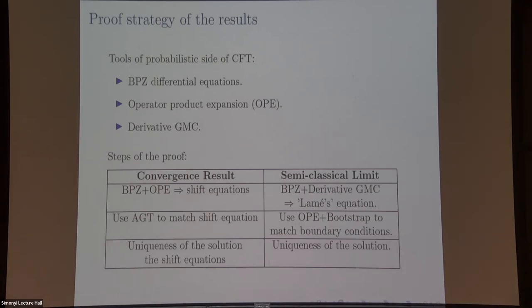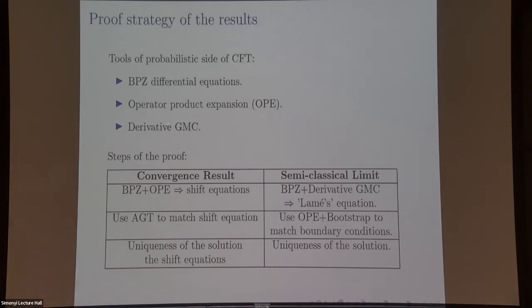Okay, so now I'll mention some of the proof strategies and discuss these tools which were crucial for our proof. On the probabilistic side, there are three major tools that we have used. The first one is the BPZ differential equation. This makes the connection with the Painlevé equation, and that brings in some sort of integrability in the theory of this conformal block.